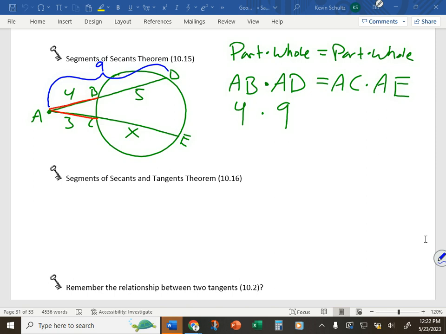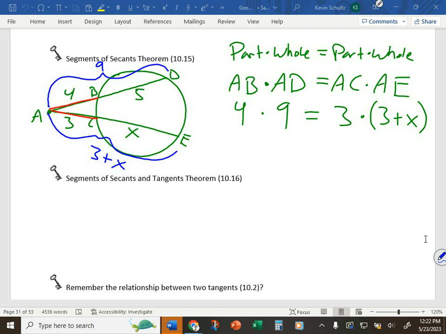Okay? So it's a part times whole relationship, and that's equal to AC, the outside part of the second segment, again, times the whole thing. So 3 times 3 plus x. Why won't you just use 3? Because if the outside part is 3 and the inside part is x together, the whole segment is going to be 3 plus whatever the x is.